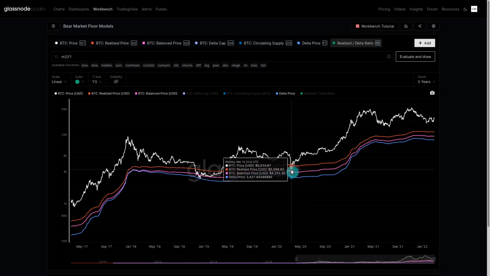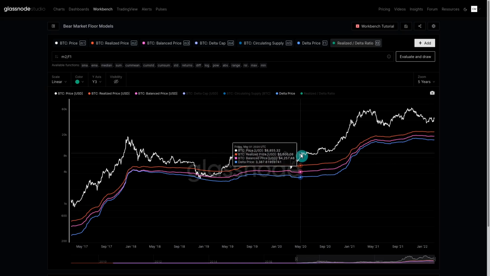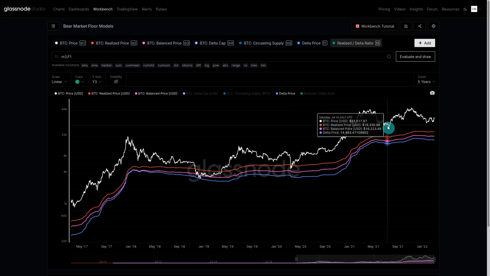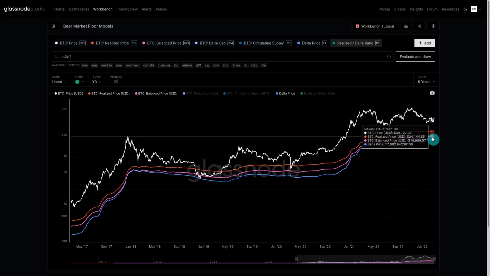And we can see we came back and tested it here on the March 2020 sell-off, and the market rapidly rejected that level. Now, from that point, you can see that we have not come back down to touch that particular model. It's currently trading here at 24,100.